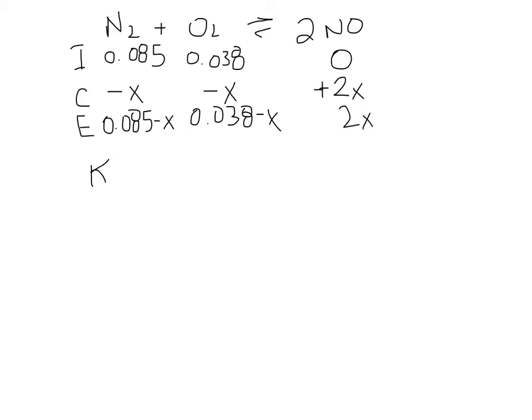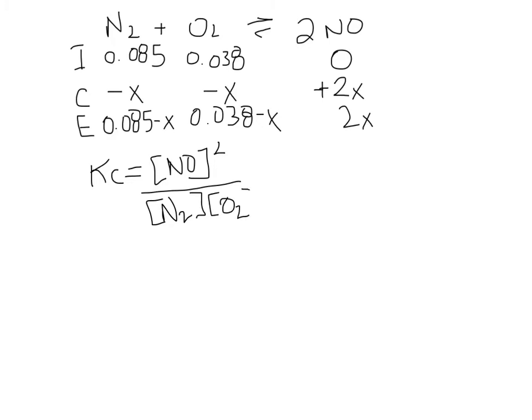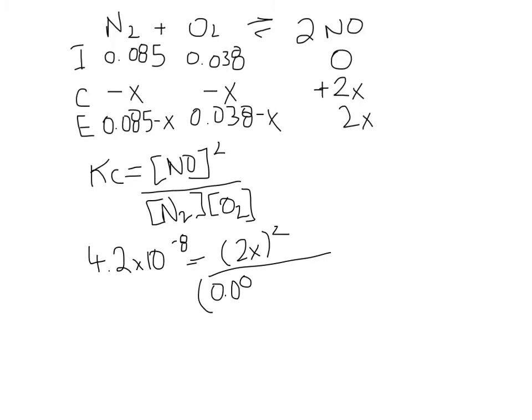Our Kc then would be NO squared over N2 times O2. Let's sub in what we know. So we've got 4.2 times 10 to the negative 8 is 2x all squared divided by 0.085 minus x times 0.038 minus x.